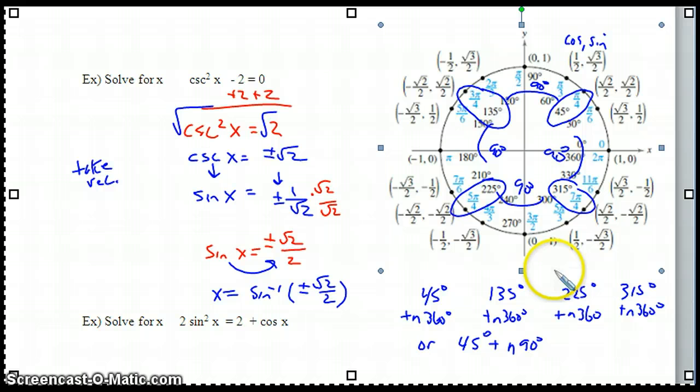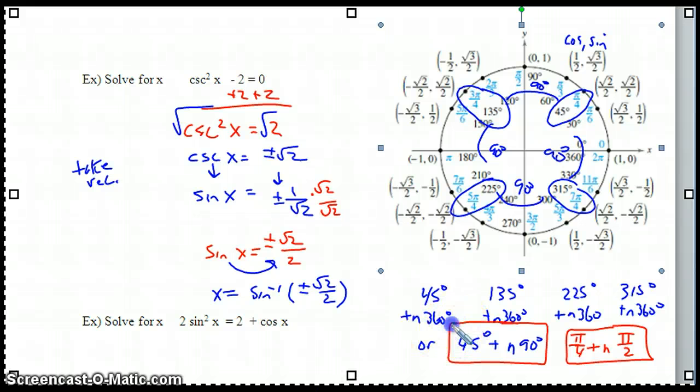If you wanted to give these answers in radians, instead of 45 degrees plus n times 90 degrees, you would write pi over 4 plus n pi over 2. So these would be your two different answers.